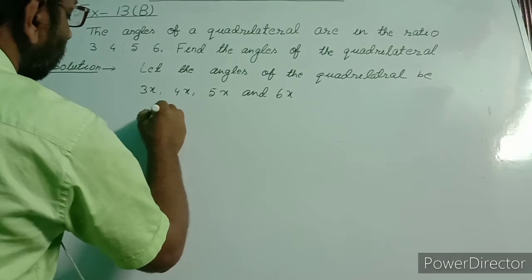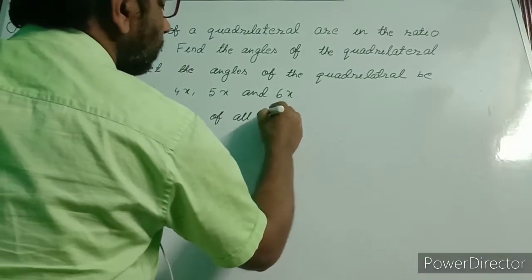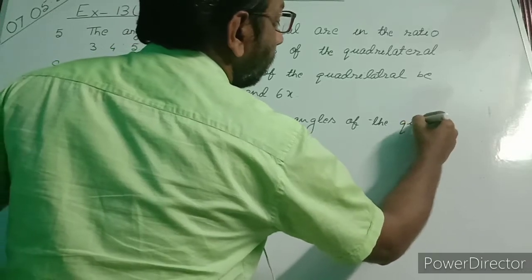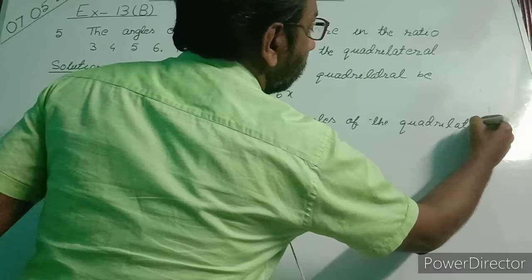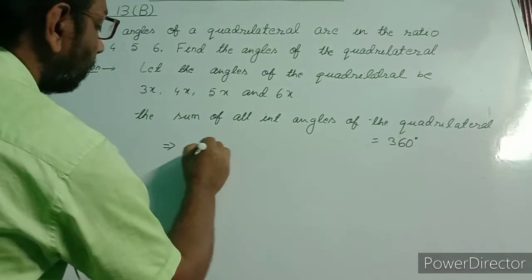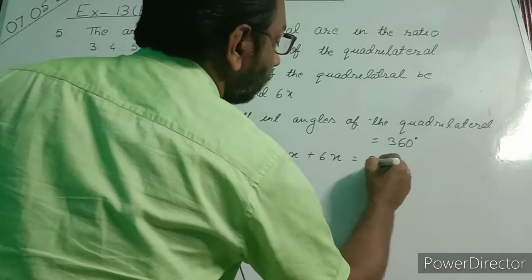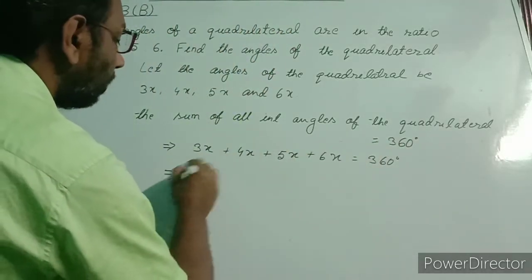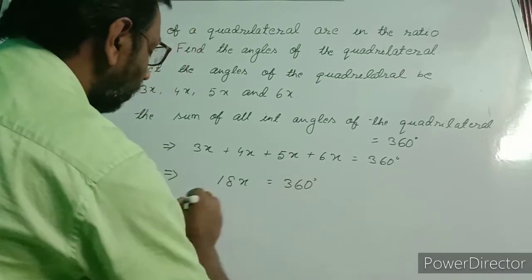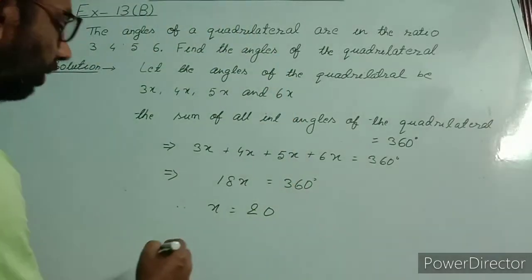We know the sum of all interior angles of the quadrilateral is equal to 360 degrees. This implies that 3x plus 4x plus 5x plus 6x equal to 360 degrees. 3 plus 4 is 7, 7 plus 5 is 12, 12 plus 6 is 18, so 18x equal to 360 degrees. Therefore x equal to 20 degrees.